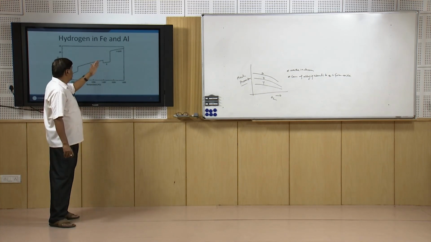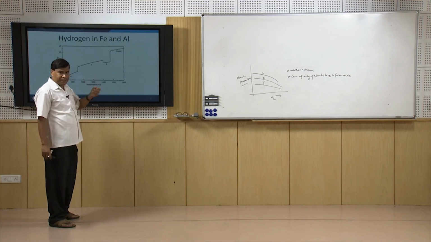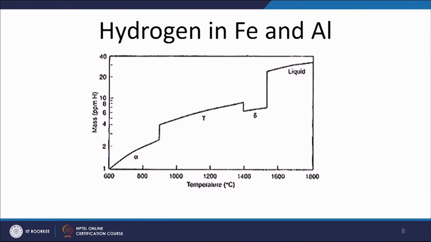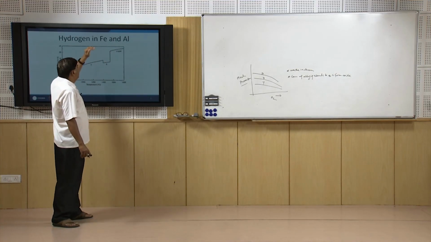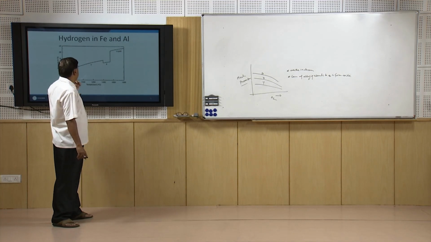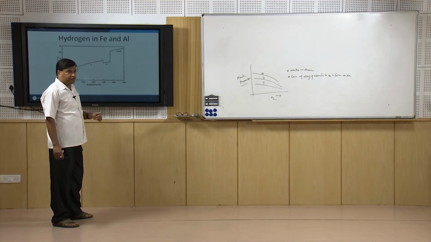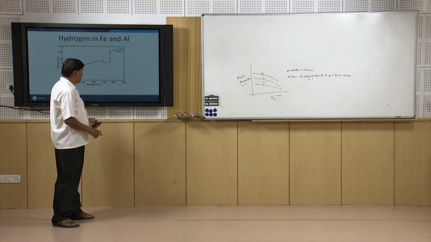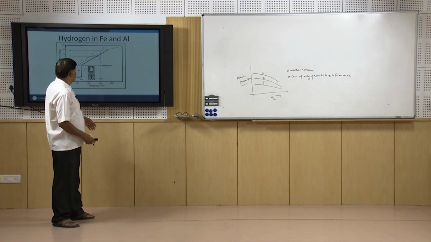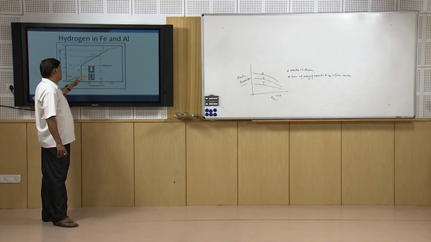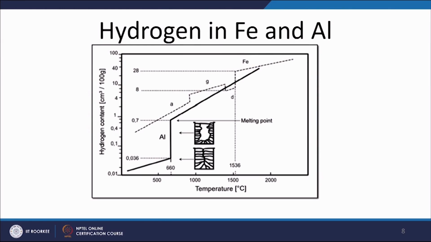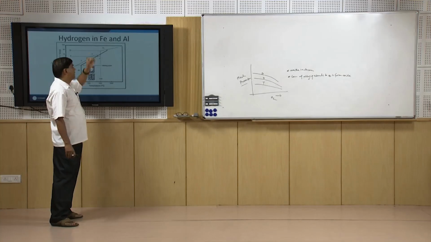So, because of the changing crystal structures, increased space is available for occupying the hydrogen atoms, so there is an increase in solubility, and there is a sudden increase in the solubility of the hydrogen when the transformation from the solid to the liquid state takes place, and the same thing happens in case of the aluminum also. As soon as the temperature increases above 660 degrees centigrade, there is a sudden jump in the solubility of the hydrogen in aluminum, and thereafter it increases.